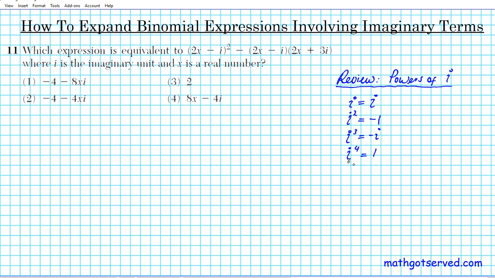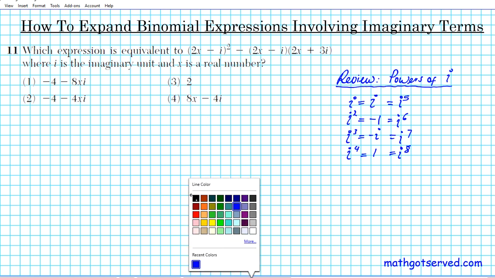Now, why do you need to know the first four? Well, this pattern repeats itself. If you want to find i to the fifth power, i to the fifth power is exactly the same thing as i because it's i times i to the fourth. And then this is i to the sixth for the same reason, i to the seventh, i to the eighth, and then the pattern continues. Okay? Alright, so with that in mind, let's go ahead and attack the problem.